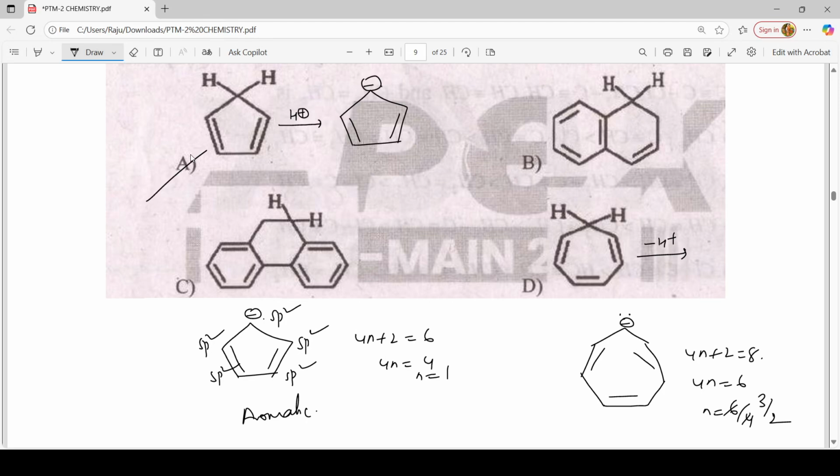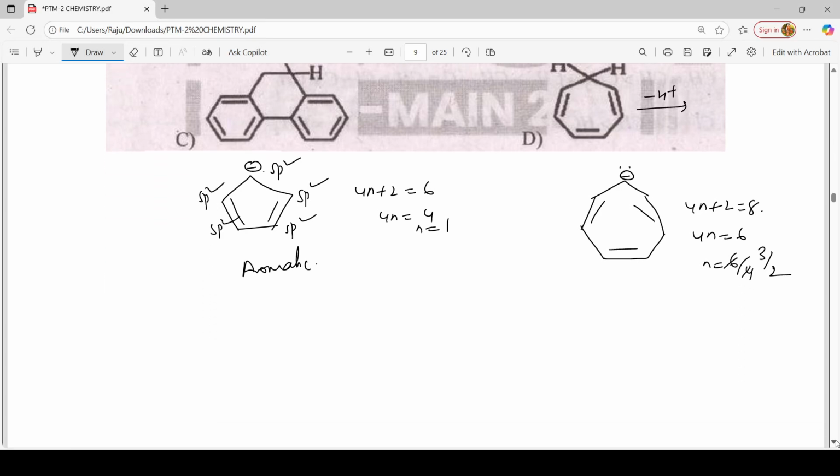After the reaction, if the compound attains more stability, then that particular reaction is possible. I have said this many times: the reaction always occurs to form a more stable compound. In the 34th question also, the cyclopentadienyl anion, an aromatic carbanion, is formed, which is more stable.